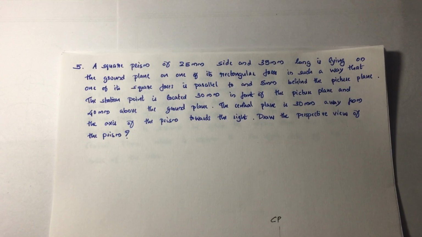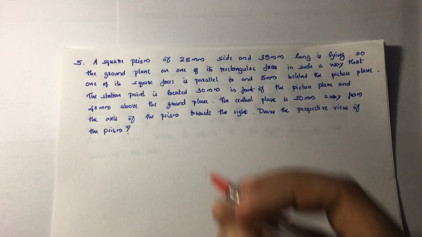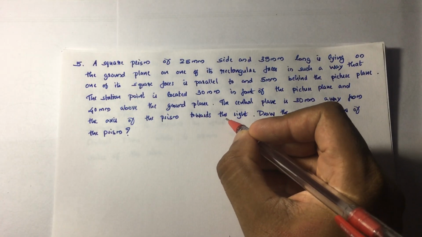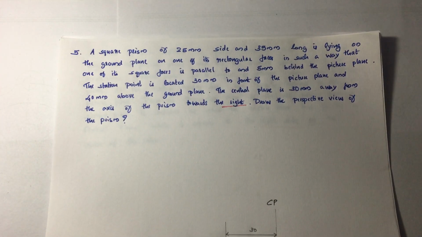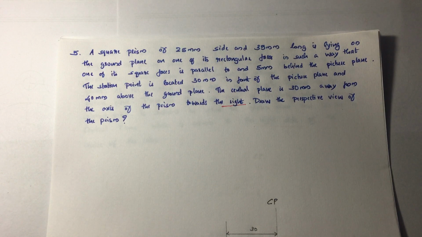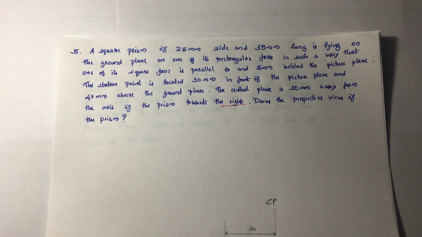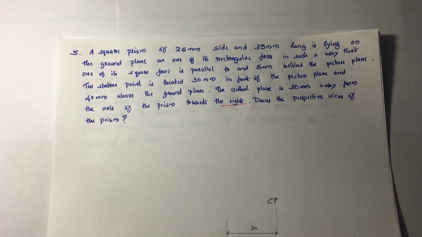And here the central plane is given as towards right. So there should be sufficient space towards the right end of the page that you are drawing. So ensure that you are drawing towards the central portion and there is sufficient space towards the right.